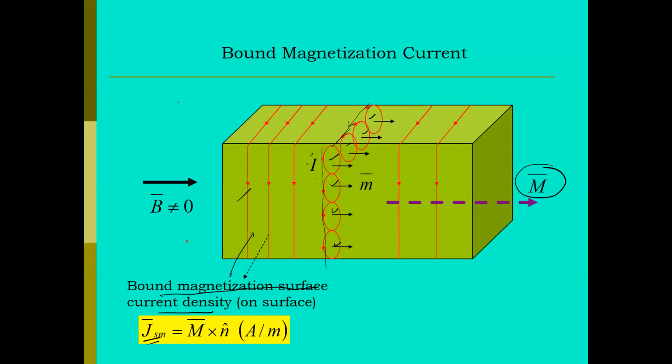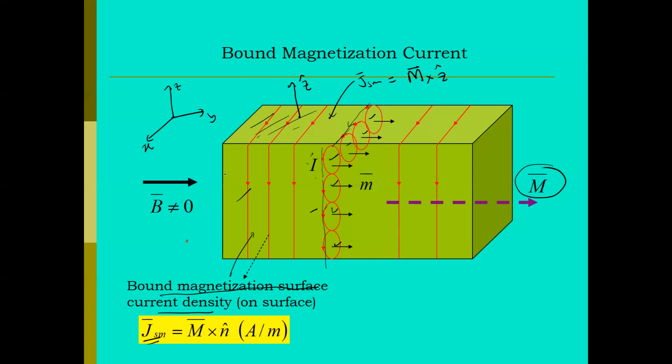For instance, if we have a vector of Z in this direction, X in this direction, and Y in this direction, then for this particular surface on the top, the normal vector for that surface will be in the Z direction. So the current J_SM produced in this surface will be given by the magnetization vector M cross product with the normal vector for that surface, which is the Z direction.